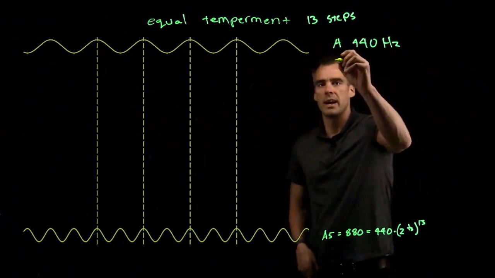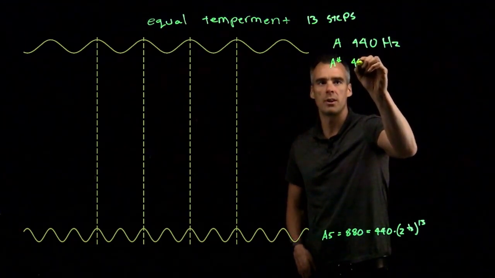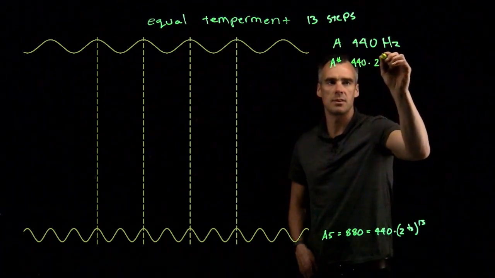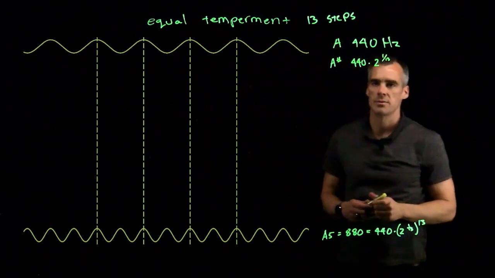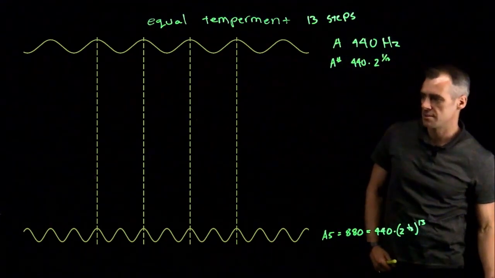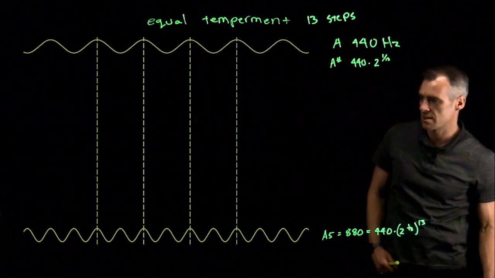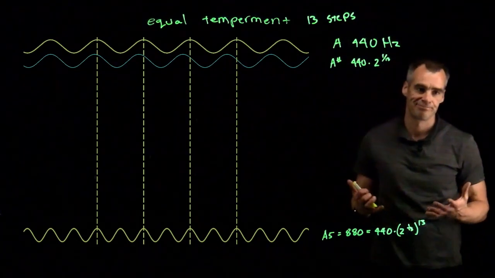In our first note, I guess we can call it A sharp, is of course going to be 440 times 2 to the 1 over 13. Who cares what that number is? No one cares. But that's how we get it. And if we see what that frequency looks like, here it is. And doesn't really look that great, right?